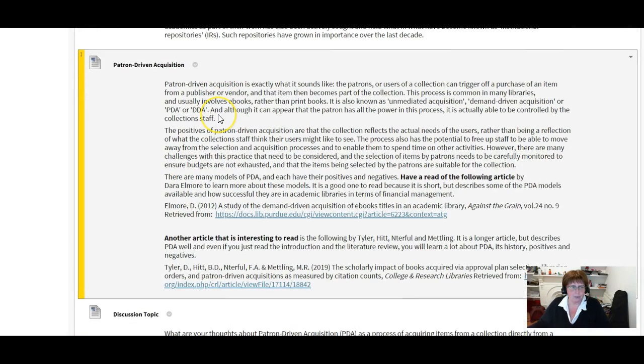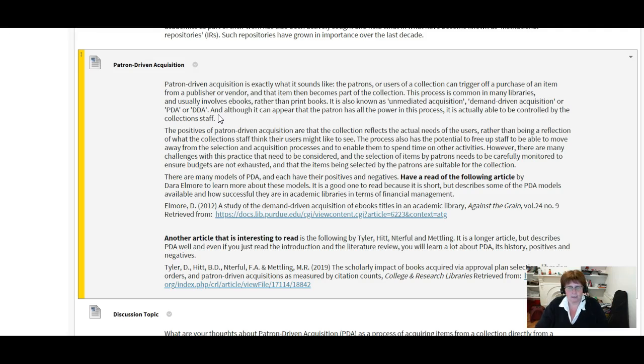Now, this patron driven acquisition is a really interesting practice where instead of the library staff being the people who are doing the selecting and acquiring, the patrons are doing the selecting and acquiring. So what happens is, a vendor or a publisher might make 1,000 titles available to be purchased, and they might put all of those 1,000 titles into the library's catalogue. But the library doesn't actually own these things yet.